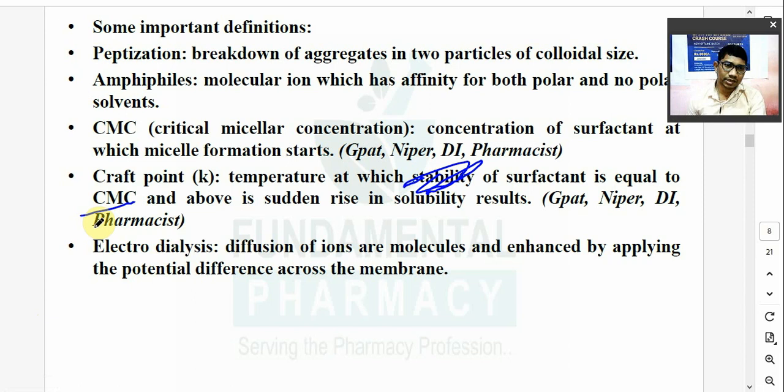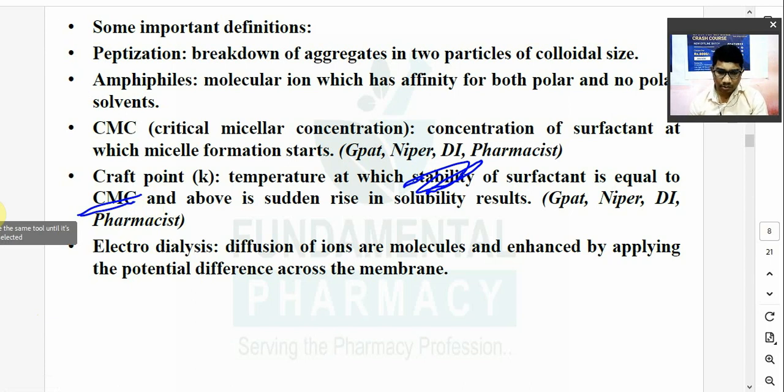CMC क्या होता है? It is the concentration of surfactant at which there is a formation of micelle. Initially अगर आपने surfactant डाल दिया water में, there is no micelle formation, there is no association. But if you add more surfactant, if you increase the concentration of surfactant, तो क्या होगा?